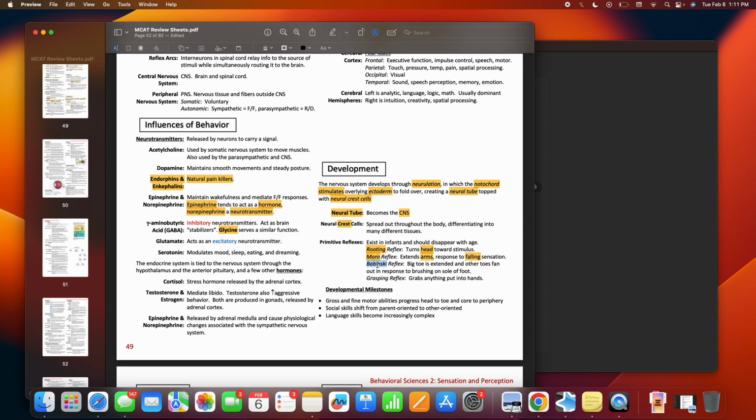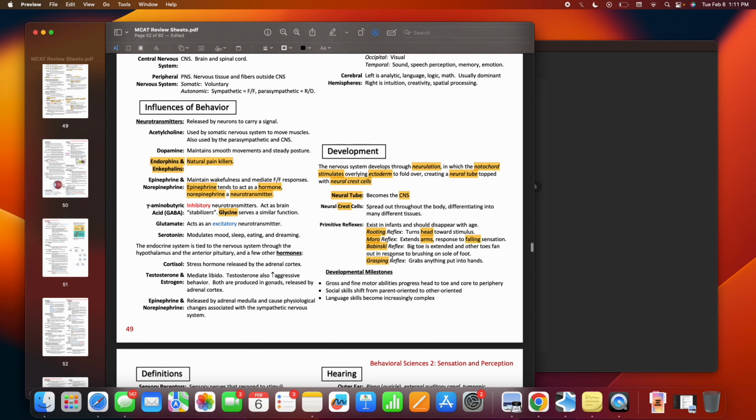And Babinski is for the foot. The big toe is extended and the other toes fan out in response to brushing on the sole of the foot. This one we know. And the grasping reflex. Grab anything that we put into your hands. There should be other names for these, and we want to make sure that we know the other names for it as well, as this document might not be complete.